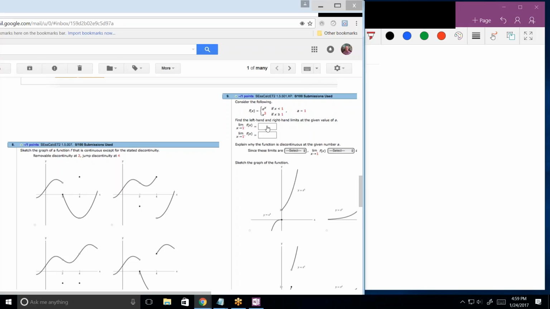So that's the first one. The second one is, what is the limit as we approach 1 from the right? Well, that's the bottom function. So if I were to graph x cubed and hop on that function and approach 1 from the right, my function would be equal to 1. So e for that and 1 for that.